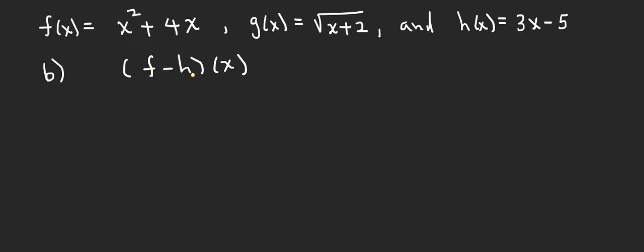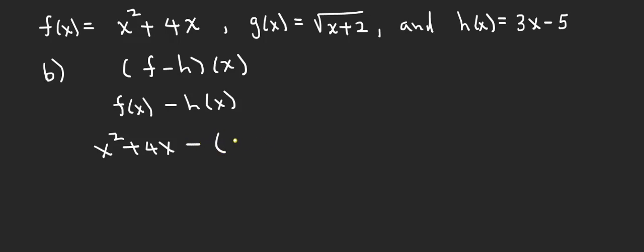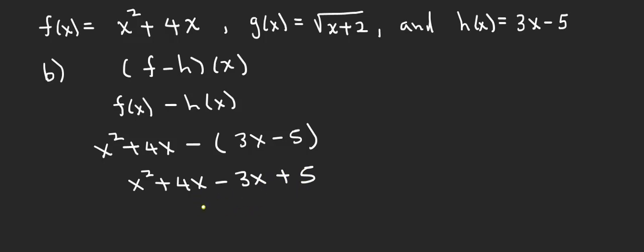What about f minus h of x? This is the same thing as f of x minus h of x. So f of x is x squared plus 4x minus h of x, which is 3x minus 5. Now when you distribute the negative, you're going to get x squared plus 4x minus 3x plus 5. And then combine the like terms, you get x squared plus x plus 5.